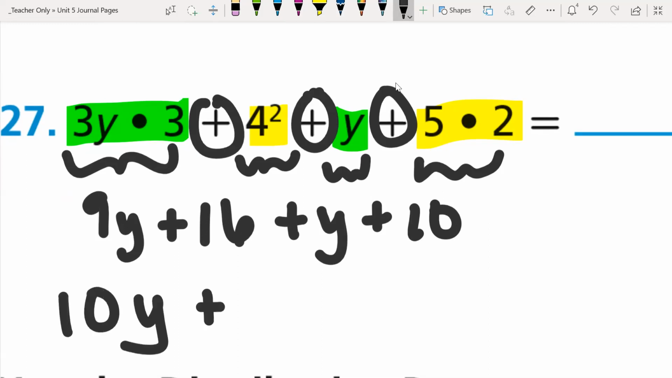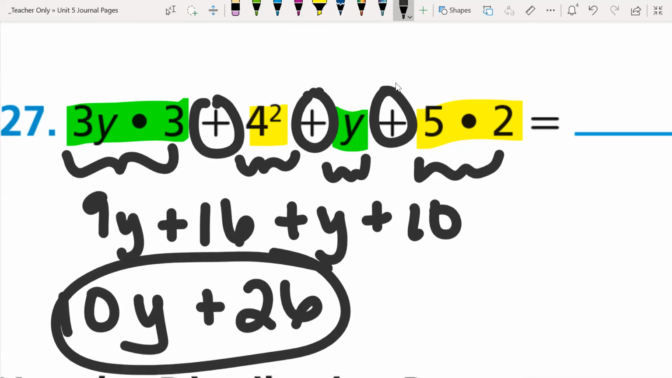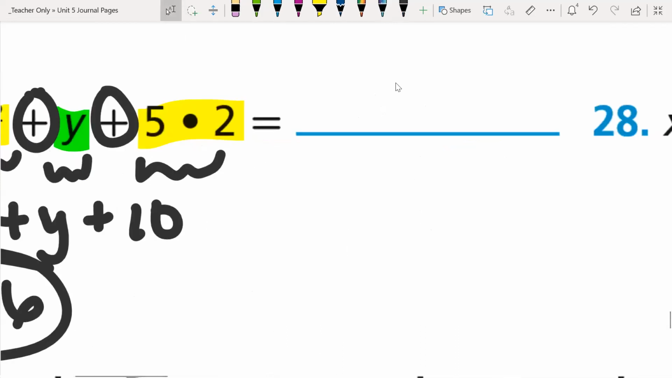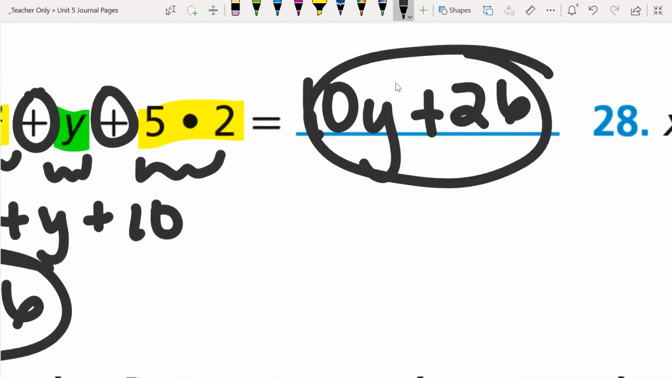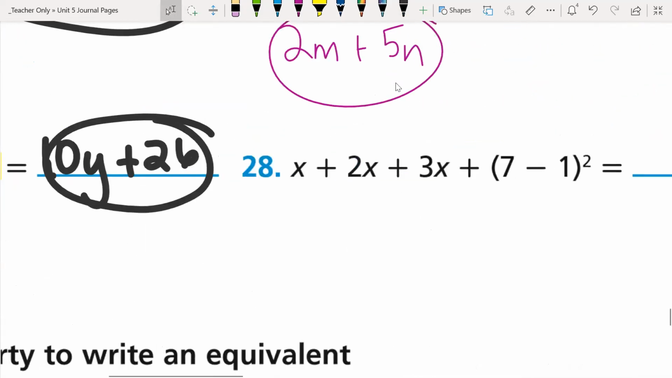10y over here, 26y, or 26 over here. So now I've got 10y plus 26, right? 10y plus 26, circling my answer. Good.